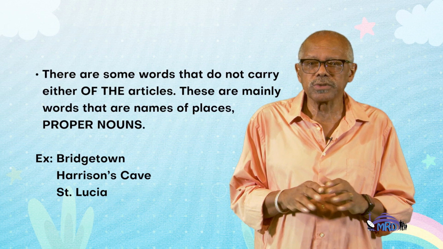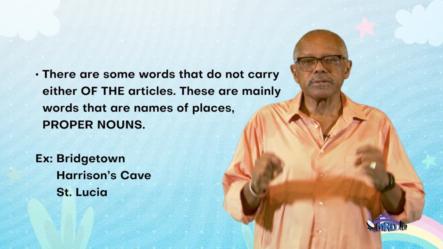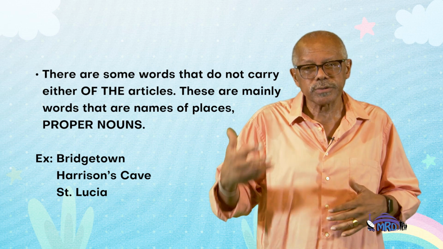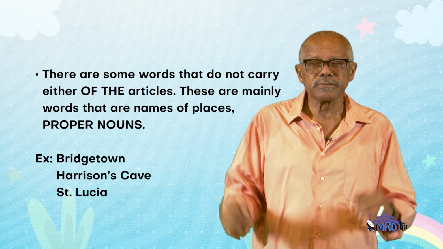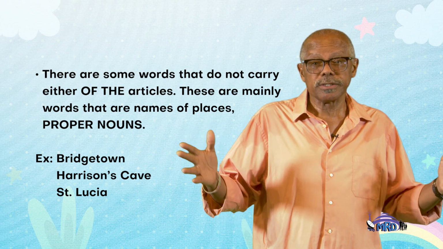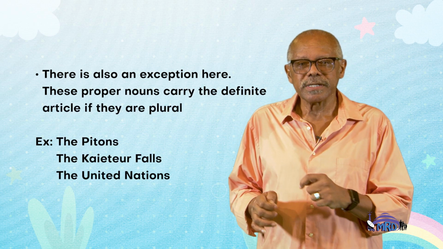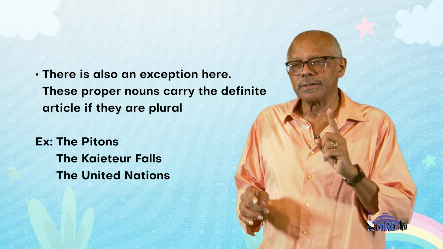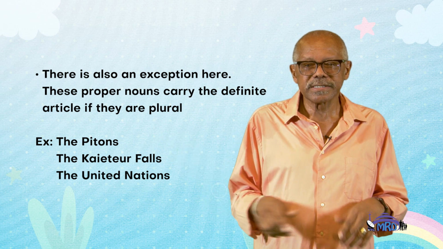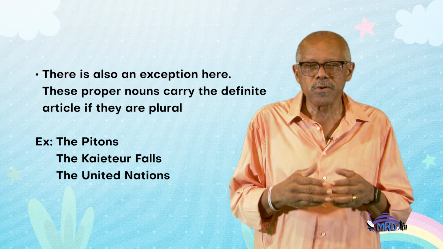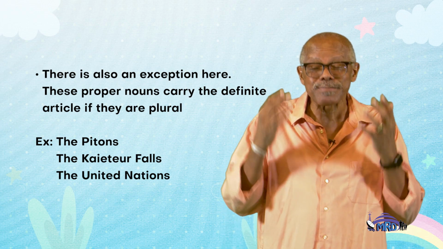There are some words that do not carry either of the articles. These are mainly words that are names of places or what we refer to as proper nouns, like Bridgetown. You don't say a Bridgetown or the Bridgetown, just Bridgetown, or Harrison's Cave, or St. Lucia. There is also an exception here. These proper nouns carry the definite article if they're plural, like the Pitons, the Kaichor Falls, the United Nations. As can be seen, the exceptions are more defining than the general rule and should be learned and practiced. Please, there must be practice.